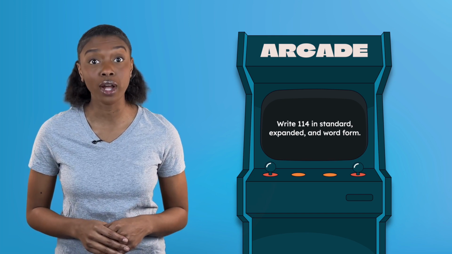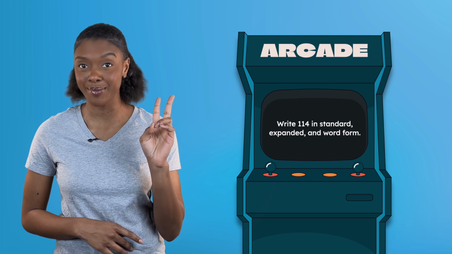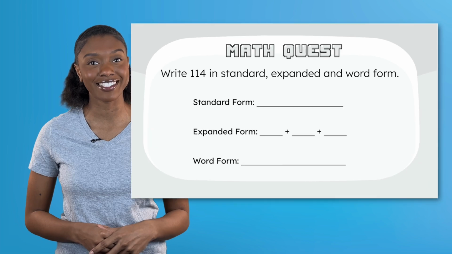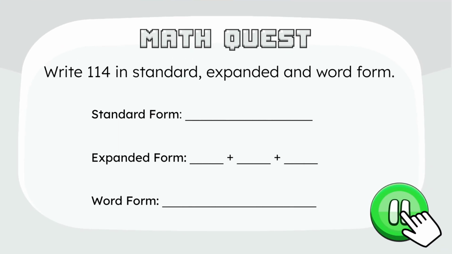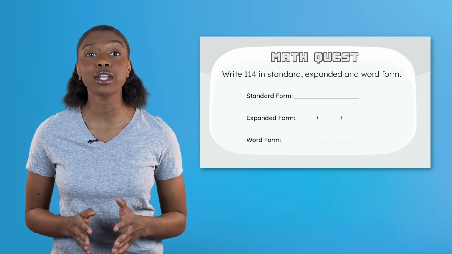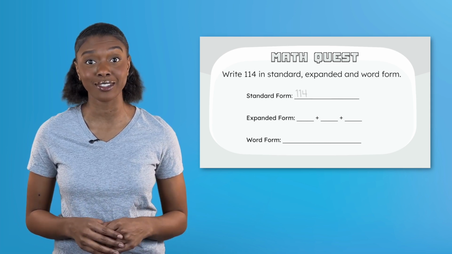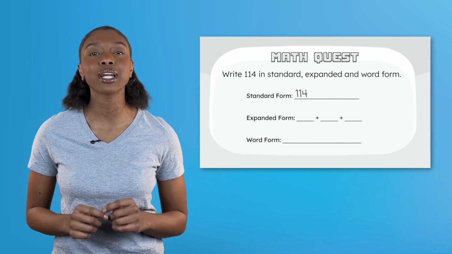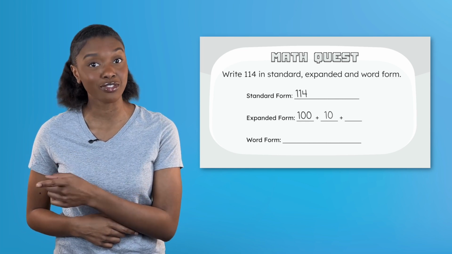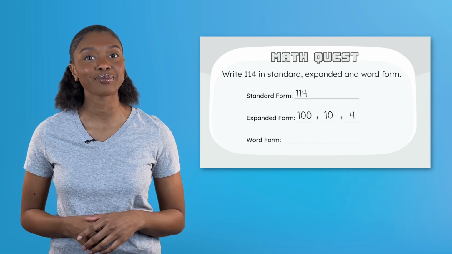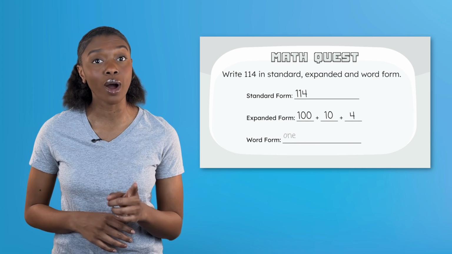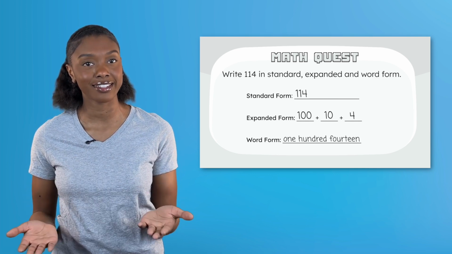Can you represent 114 in standard, expanded, and word form? Pause this video to record your answer on your math quest. To represent 114 in standard form, we need to write it with digits just like it's written in the math quest. For expanded form, we need to break it into parts based on place value. 100 plus 10 plus 4 equals 114. And finally, for word form, we need to write the words for each number. 114. Do your answers match?